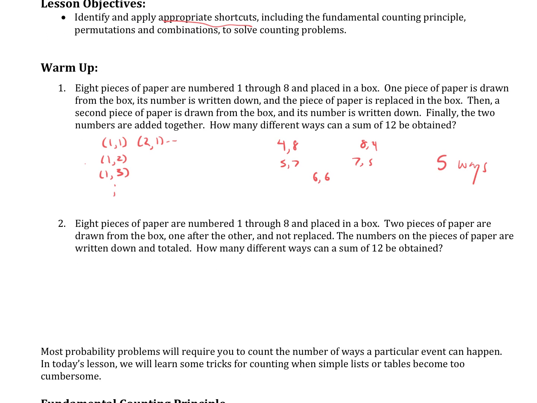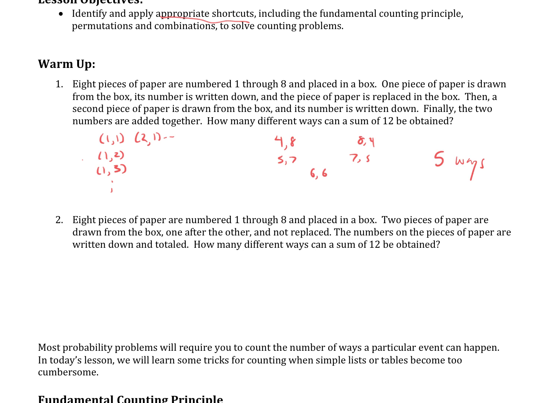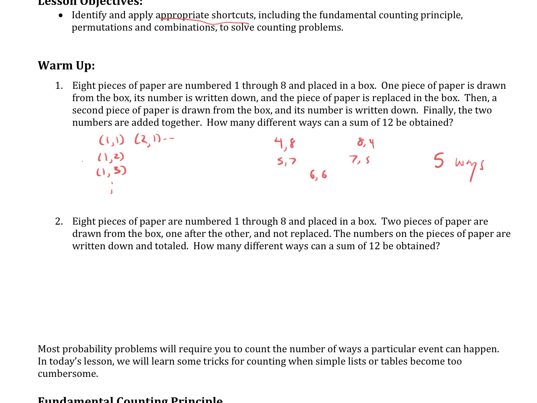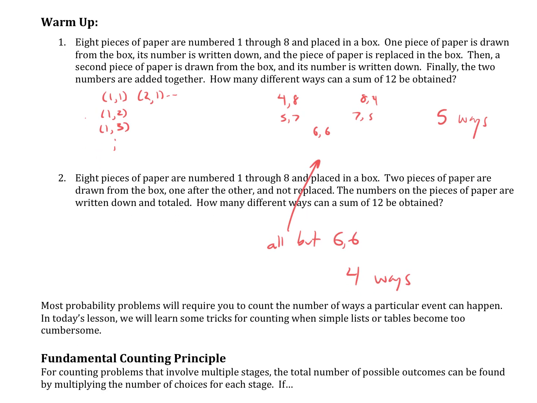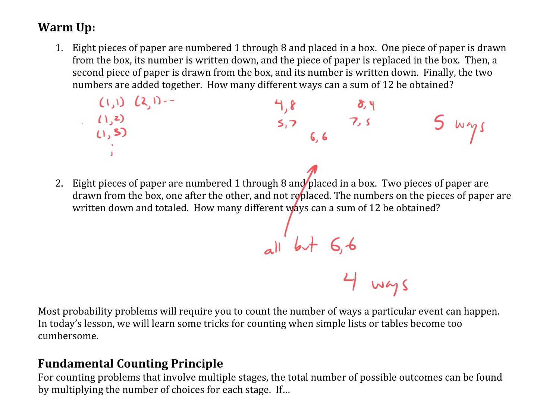Okay. 8 pieces of paper, same thing, not replaced. Then it's a little bit different. Then we can't have the 6, 6. So, I'm just going to say it this way. Hey, appropriate shortcuts. So it's just going to be 4 ways. Okay, that's really no big problem yet.